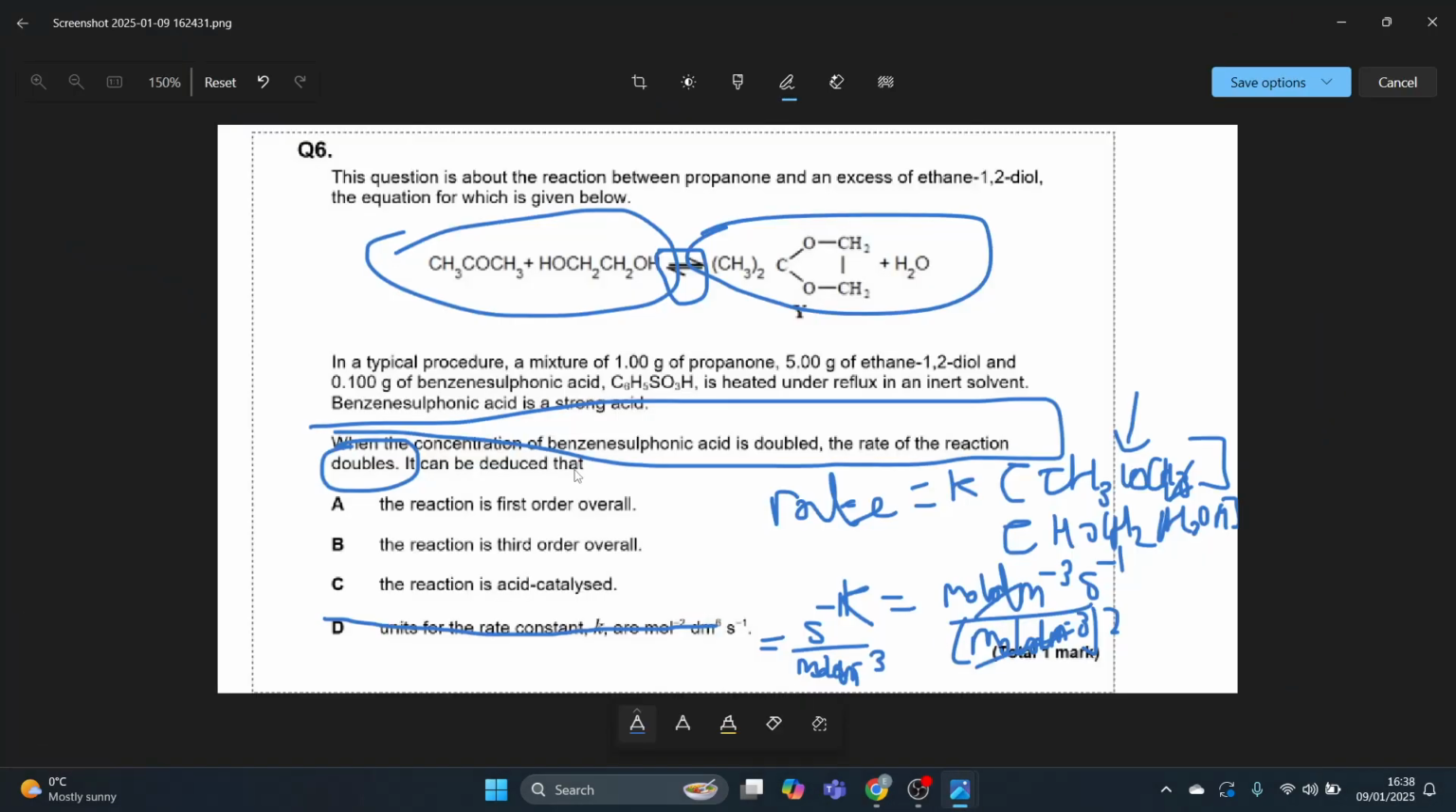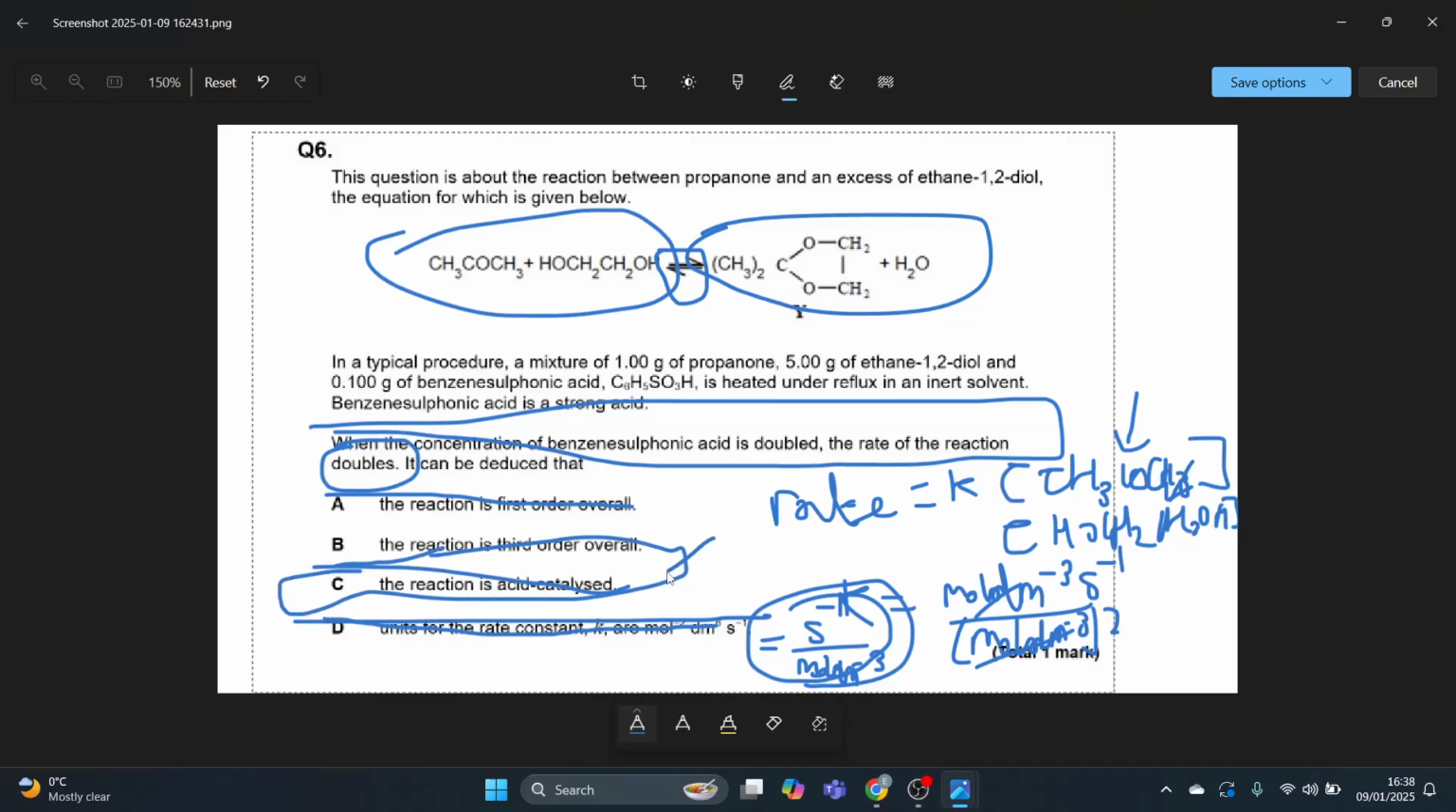The reaction is acid catalyzed. Well, that's just not really that relevant. The units for the rate constant, that's obviously wrong. I've clearly shown that. The reaction is first order overall. Clearly not. The reaction is third order overall. No. And the reaction is acid catalyzed. That's the correct answer. Reaction is acid catalyzed. And that is the end of the multiple choice questions.